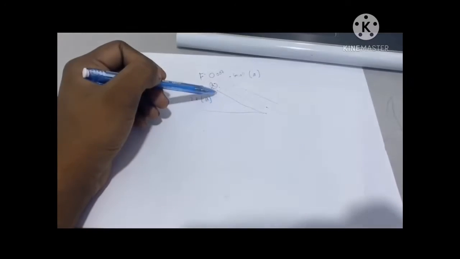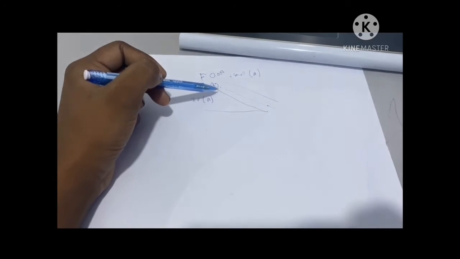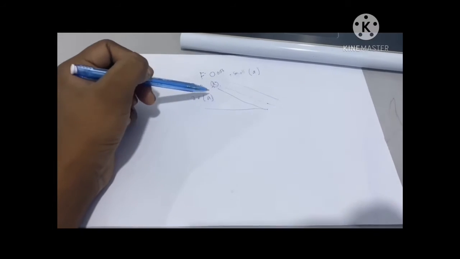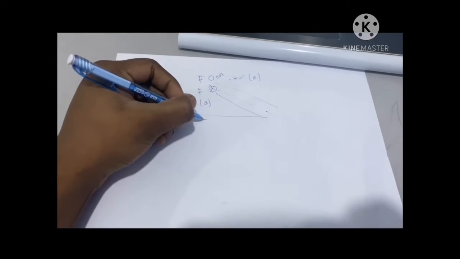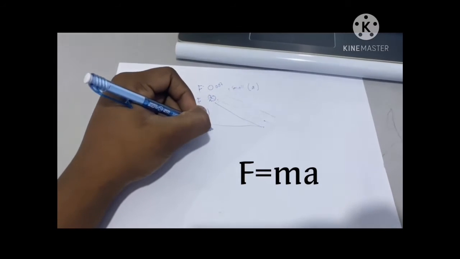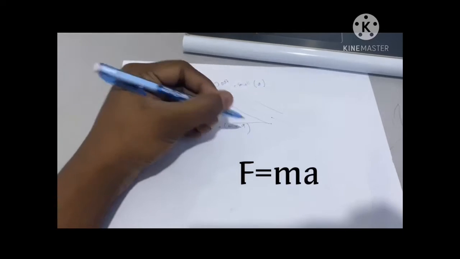In other words, how much an object accelerates depends on the mass of the object and how much force is applied. So the equation for this is force equal to mass times A, where A is acceleration.